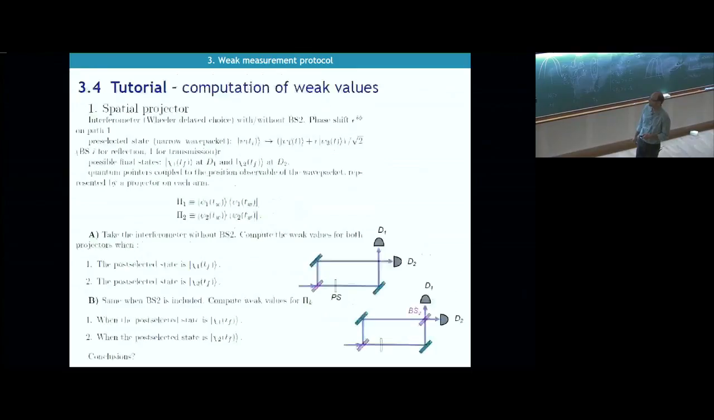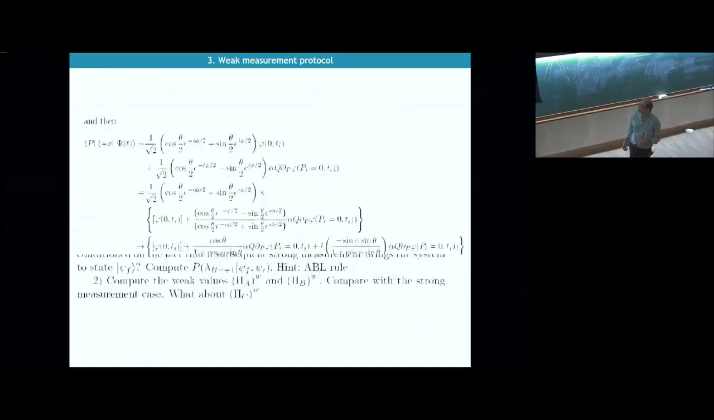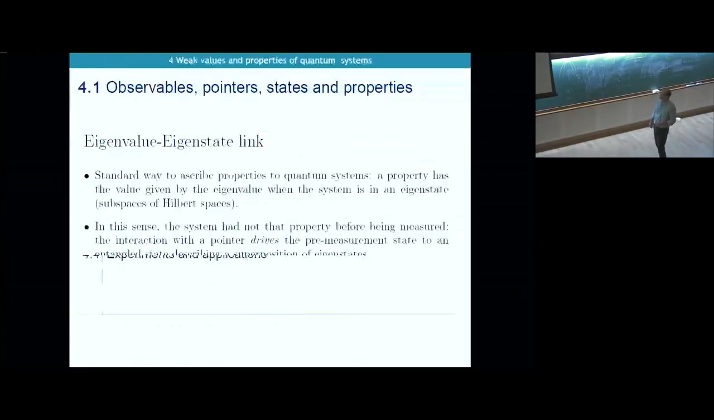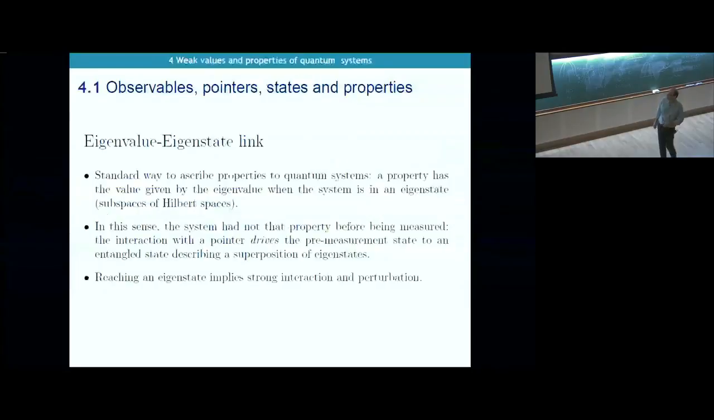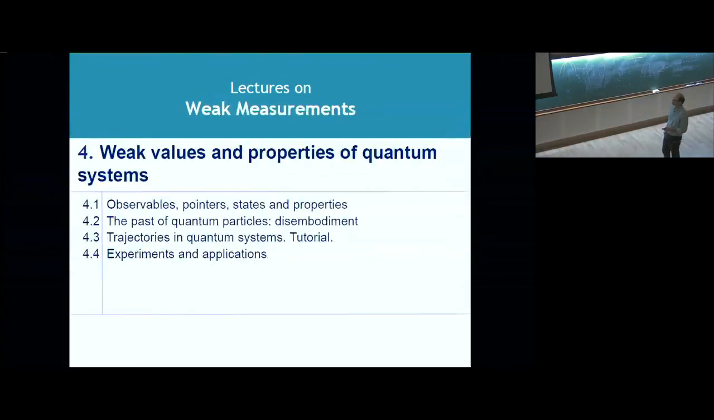Okay, so we'll move on to the last part. We're going to see more examples, basically, continuing on this line of thought. We're going to talk about the path of quantum particles, and if I have time, on trajectories, how you can see trajectories with weak measurements.